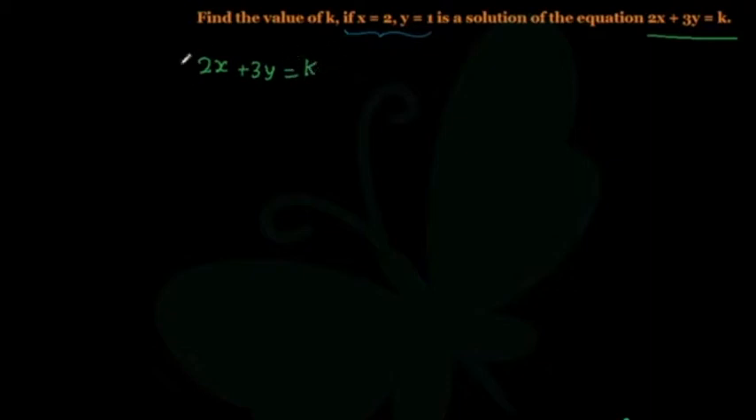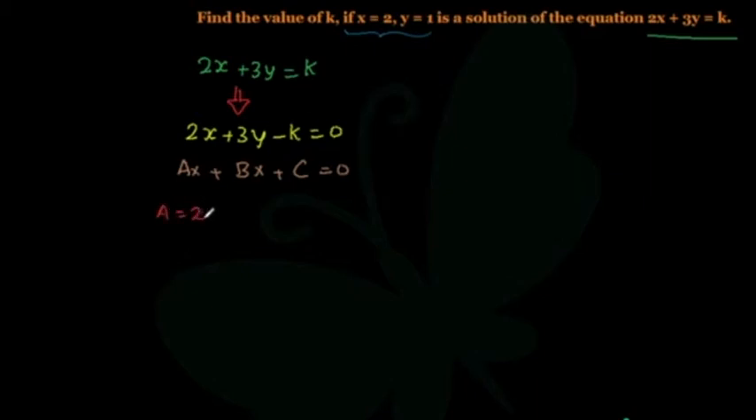It's always a good habit to write the equation in the standard form if it's not in the standard form. Actually it's not in the standard form, so when you write it in the standard form, you will have 2x plus 3y minus k equals 0. If you look closely and compare it with the standard form, you will notice that the value of a is defined, the value of b is defined, but the value of c is k, right?